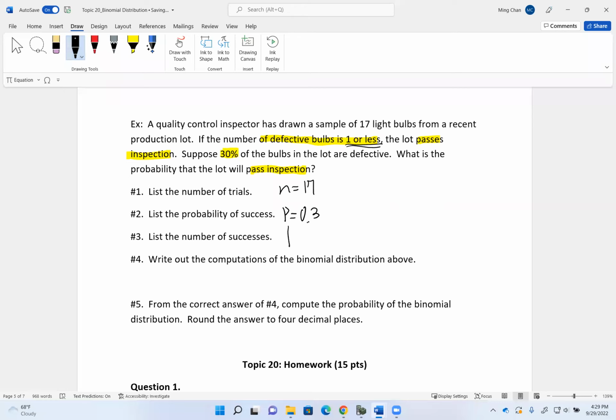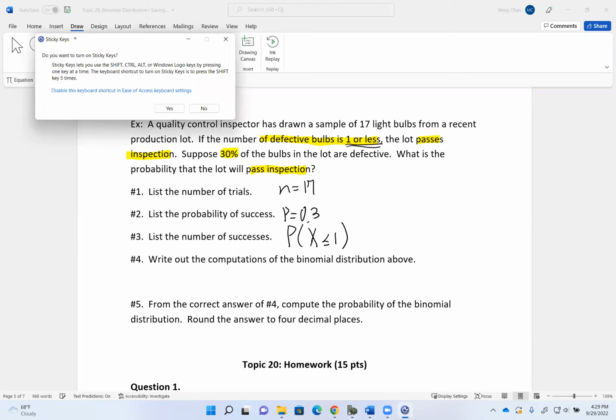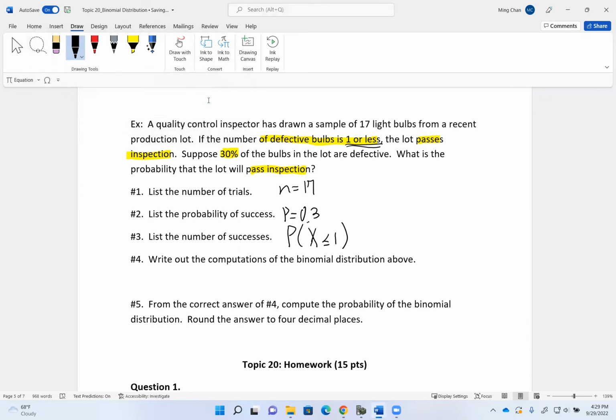So that means the probability of the random variable X, defective bulbs, has to be less than or equal to 1. 1 or less means less than or equal to 1. So I'm looking for the probability of 0 and 1, right? So this is going to be binomial CDF. The number of trials is 17, the probability of success is 0.3, and I need to compute my probability up to 1, which is 0 and 1. There you go. Close parenthesis.